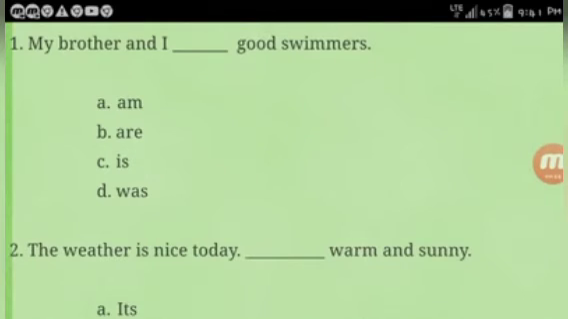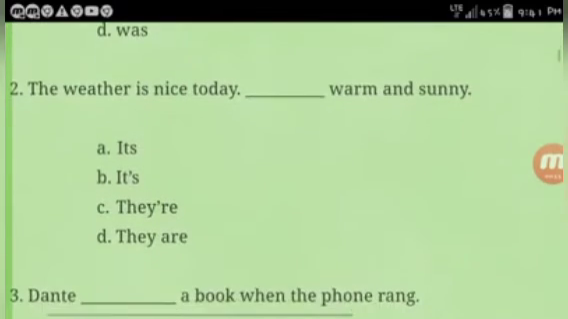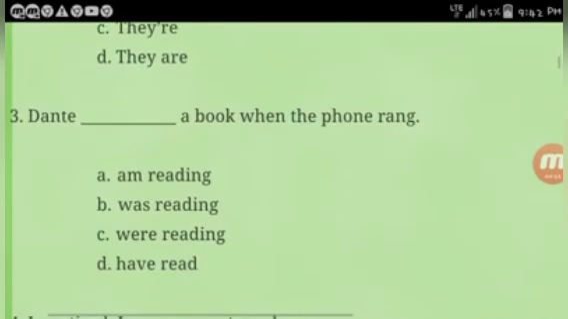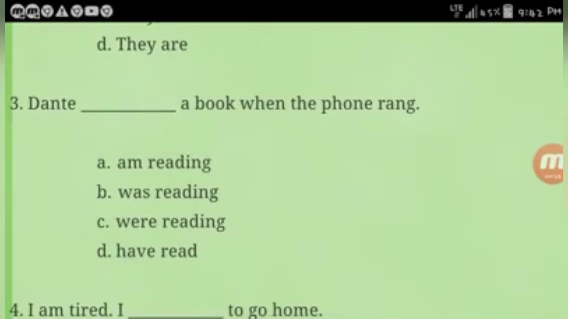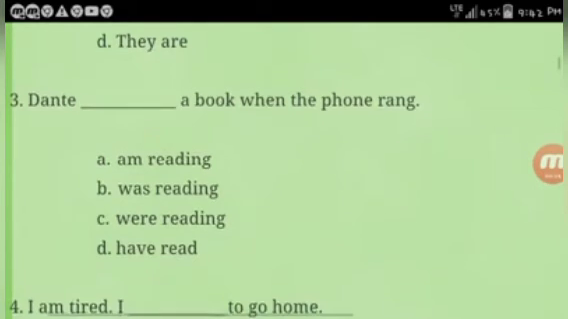The weather is nice today. Blank, warm and sunny. Okay, here the answer is it is, and it could be shortened into it's, and that's letter B. Next one, Dante blank a book when the phone rang, so it's past form. What was Dante doing? He was reading a book. So we say Dante was reading a book when the phone rang.